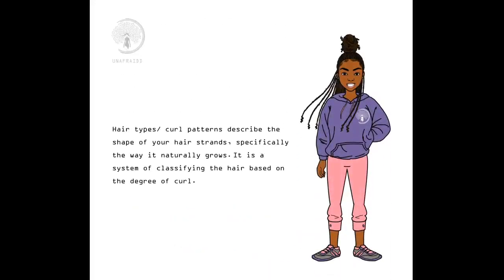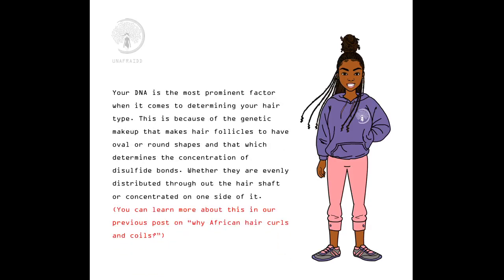Hair types or curl patterns describe the shape of your hair strands, specifically the way it naturally grows. It is a system of classifying the hair based on the degree of curl. Your DNA is the most prominent factor when it comes to determining your hair type. This is because of the genetic makeup that makes hair follicles have oval or round shapes, and that which determines the concentration of disulfide bonds, whether they are evenly distributed throughout the hair shaft or concentrated on one side of it. You can learn more about this in our previous post on why African hair curls and coils.